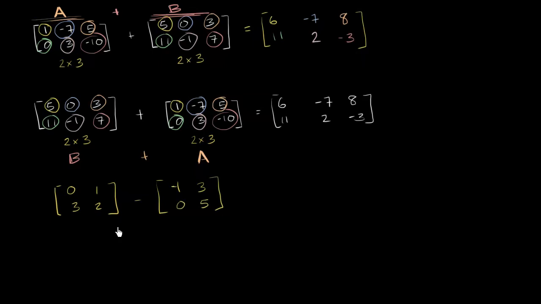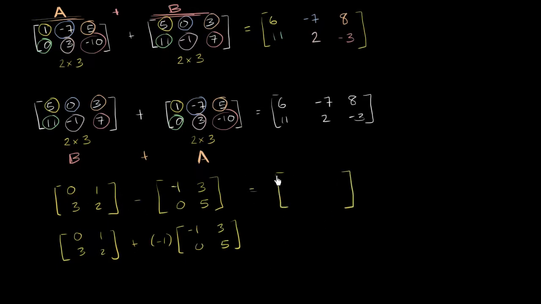In fact, you don't even have to define matrix subtraction. You can let this fall out of what we did with scalar multiplication and matrix addition. We could view this as the exact same thing as taking 0, 1, 3, 2, and to that we add -1 times -1, 3, 0, 5. And if you work out the math, you're going to get the exact same result as just subtracting the corresponding terms.